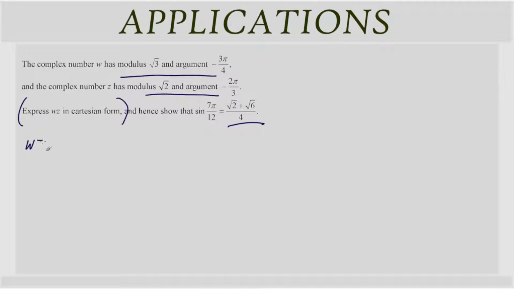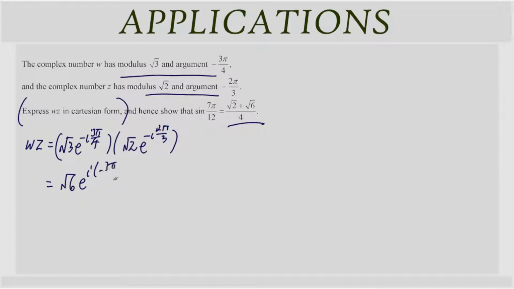So we have wz is equal to root 3 e to the negative i 3 pi over 4 times z, that's e to the negative i 2 pi over 3, right, the modulus and the argument. And that gives you root 6 e to the power of i times negative 3 pi over 4 minus 2 pi over 3. And this gives us root 6 e to the power of negative i 17 pi over 12, multiplied by e to the power of i 2 pi. Right, this value is equal to 1.